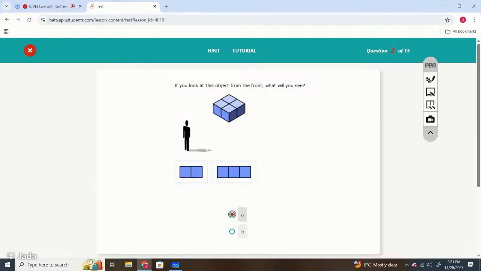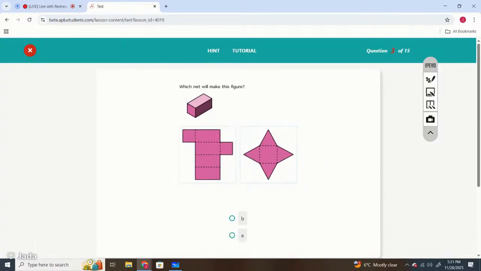So option number A is the correct option. Which net will make this figure, A or B? Which net will make the figure? So we need to fold the net along the dotted line. So option number A, when you fold it, makes like this. A makes the first one. The correct option is A.